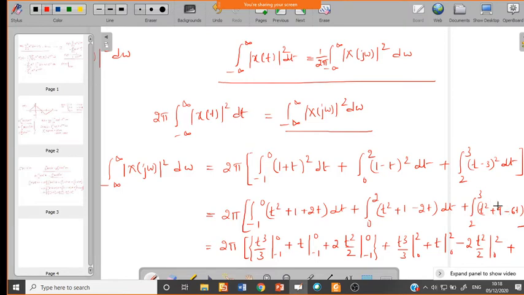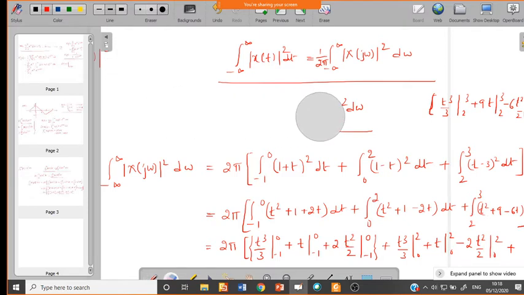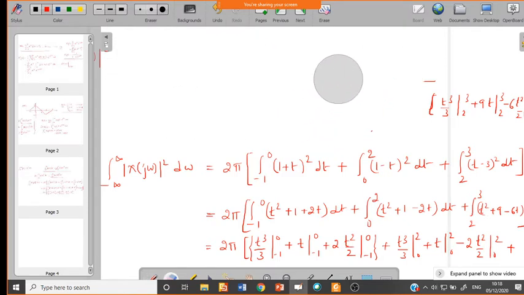And plus again this integral, continuing, which is equal to t cube by 3 between 2 to 3, plus 9 into t between 2 to 3, and minus 6 t square by 2 between 2 to 3. So that integral evaluation I will write here at the top.